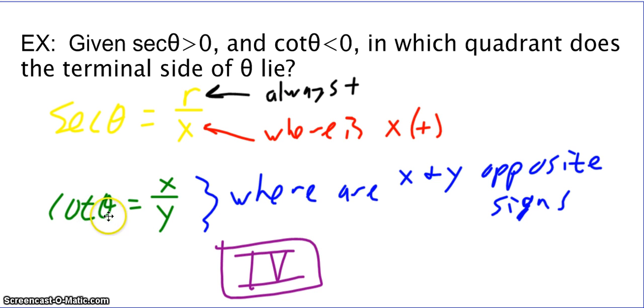Okay, cotangent is x over y. What's going to make cotangent negative? If they have opposite signs. So where are x and y opposite signs? That's going to be in the second and the fourth quadrant. So both of them have the fourth quadrant in common, therefore it's the fourth quadrant.